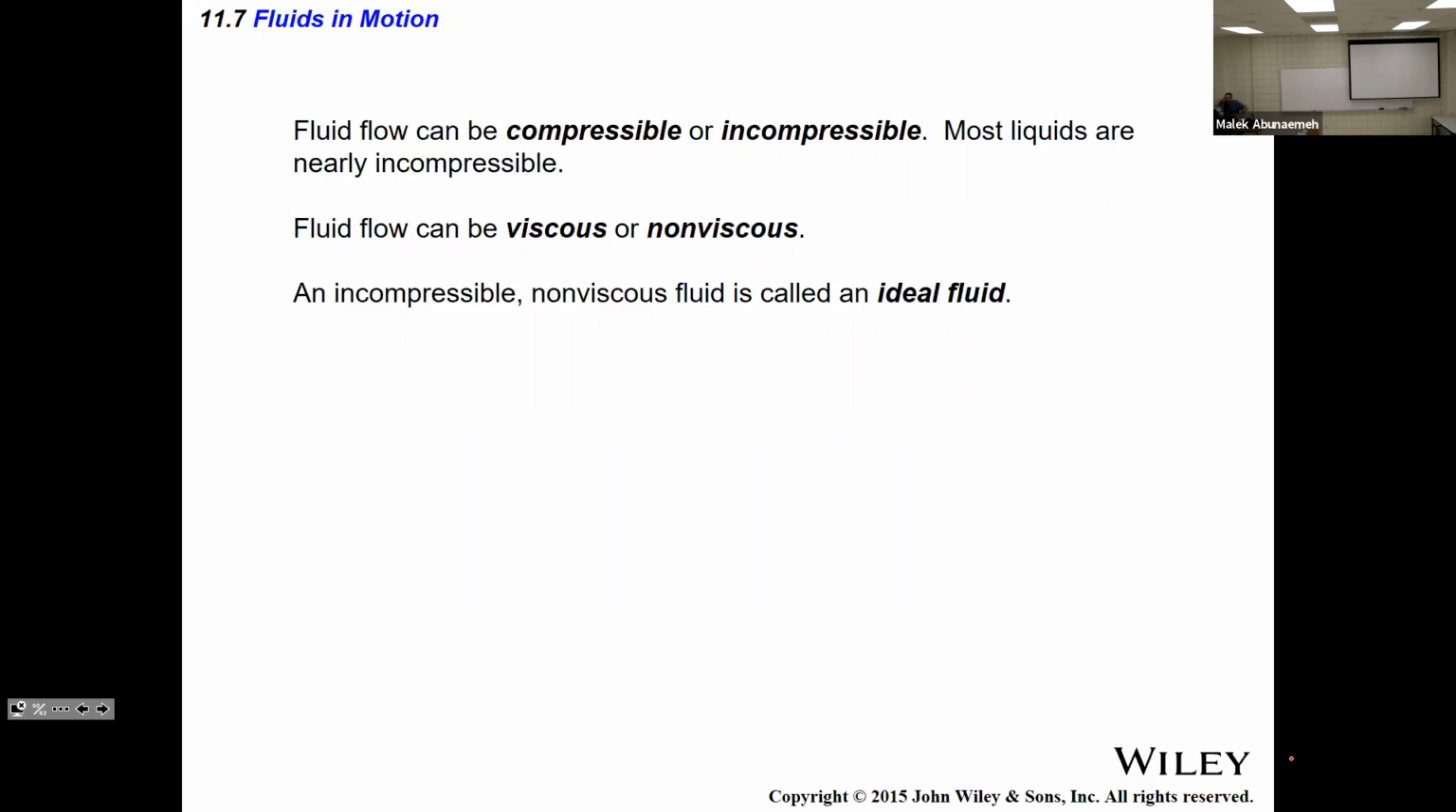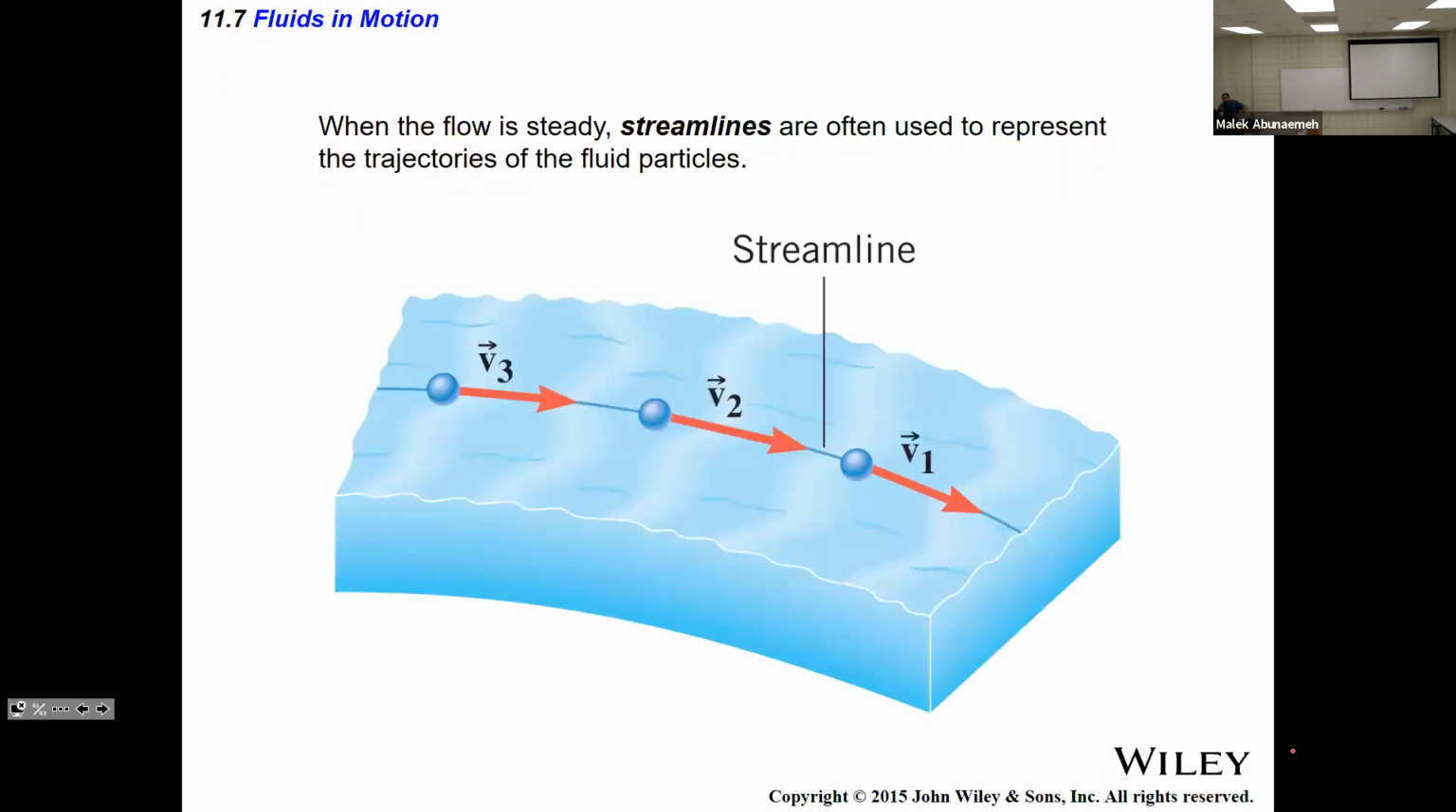So a fluid flow can be compressible or incompressible. Most fluids are nearly incompressible. Fluid flow can be viscous or non-viscous, and an incompressible non-viscous fluid is called an ideal fluid. Now, when a flow is steady, streamlines are often used to represent the trajectories of the fluid particles, and that's what we just showed a little while ago.